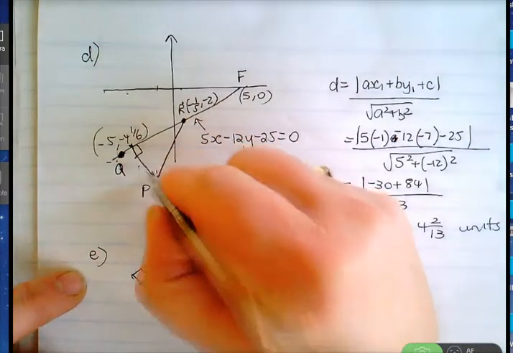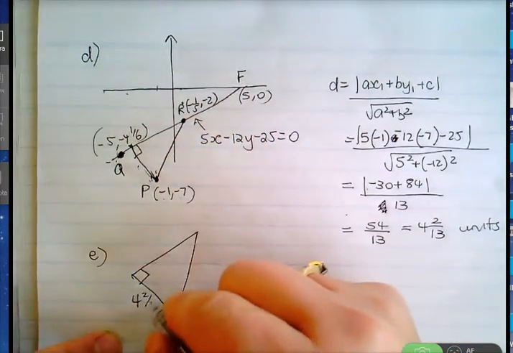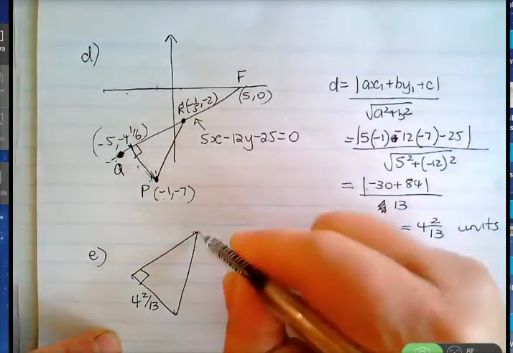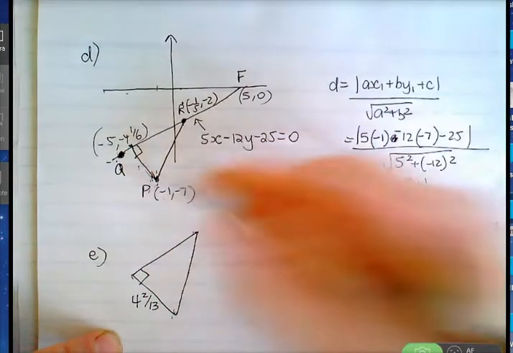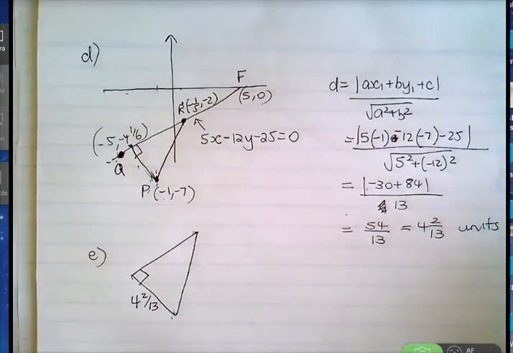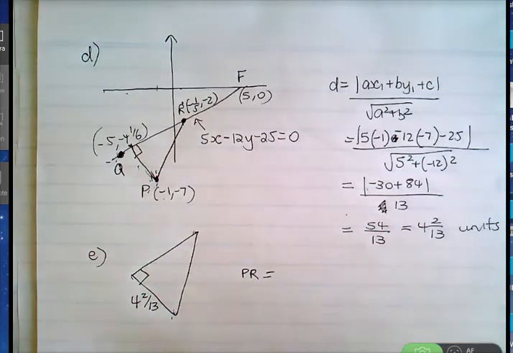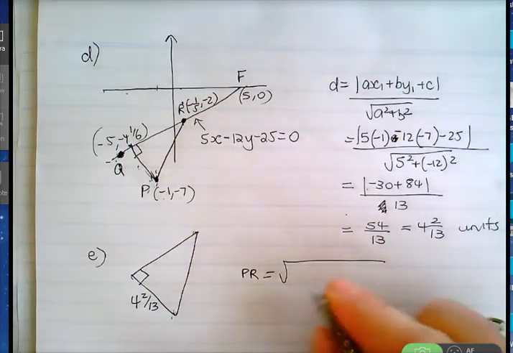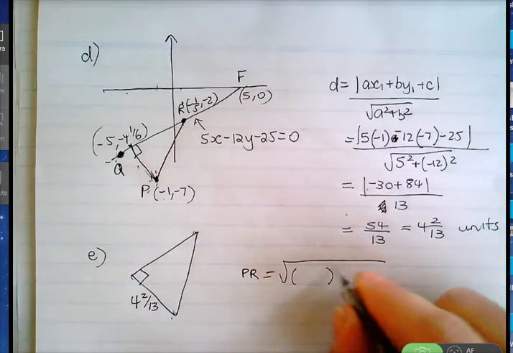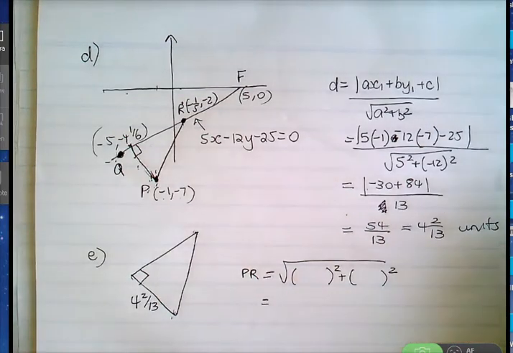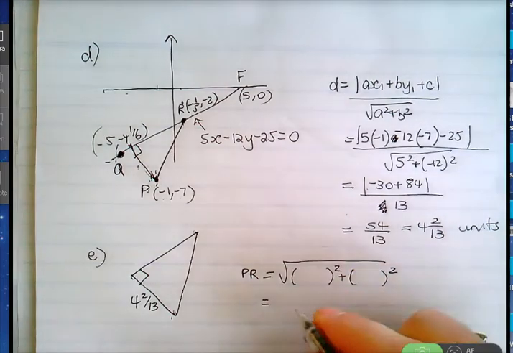So we know this perpendicular distance is 4 and 2/13 units. We know we can find the length of the hypotenuse by using the distance formula. Okay? So we're going to use the distance formula to work out the distance PR. So PR will be the distance formula, square root of (x2 minus x1) squared plus (y2 minus y1) squared. So what do we get?